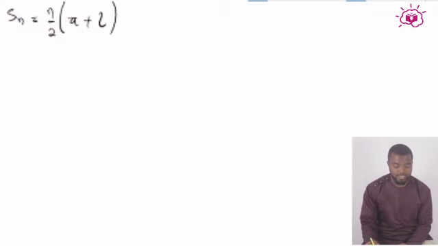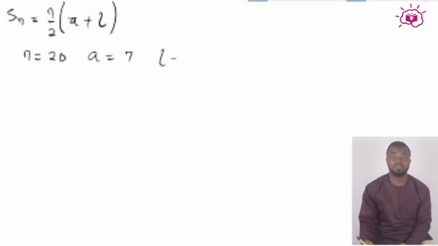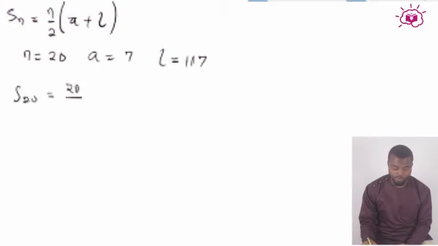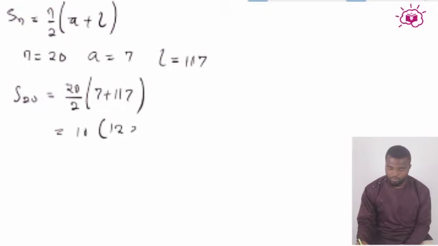So we know what n is. We should find the sum of the first 20 terms. That would imply that n is 20. Our first term was given to us as 7 and our last term was given to us as 117. So S20 will be equal to 20 over 2 times (7 plus 117). 20 over 2 will give us 10 times (7 plus 117), and 7 plus 117 is 124. Multiplying that out, that would mean that the sum of the first 20 terms is equal to 1240.